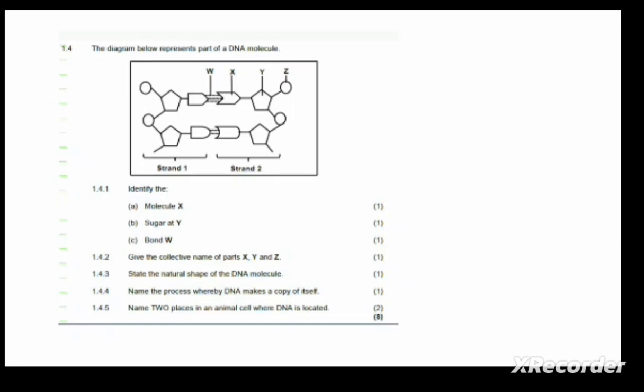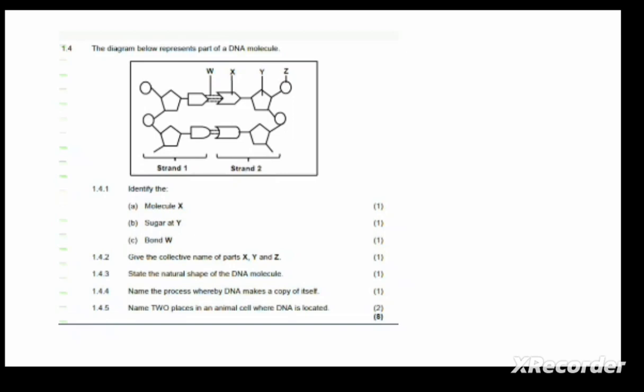So today we're going to answer questions under the topic of DNA, the code of life. And let's look at the first set of questions. It says that the diagram below represents part of a DNA molecule. So if you look at the diagram, it's a DNA molecule. We see two strands and we see a bond between their nitrogenous bases.